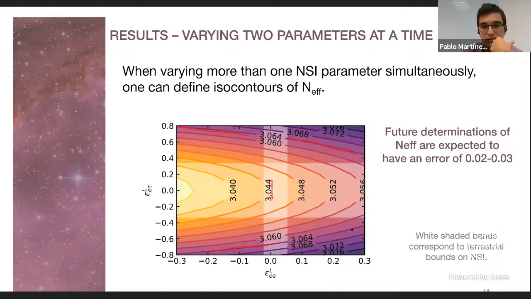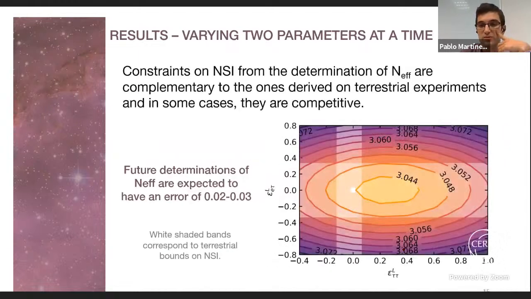Okay. So you can see it's really not that competitive with the terrestrial bounds we already have, but it's good to see that soon in the future, cosmology is actually going to be able to test this. I want to show you another combination. This one is particularly interesting. So epsilon tau tau and epsilon e tau. Again, these are isocontours of N_eff, and the interest of this is that these two bounds have been derived separately, in different experiments, and there's no way on Earth to probe these two simultaneously. But actually cosmology can.